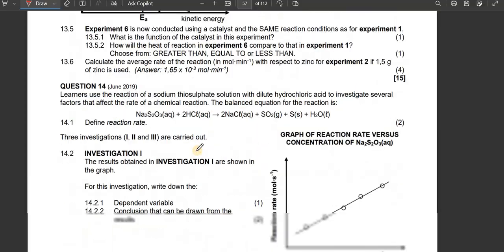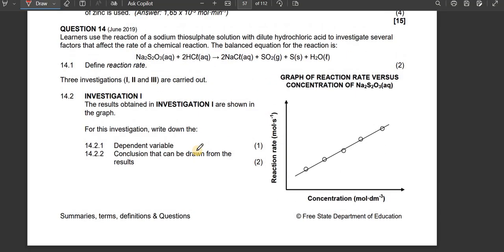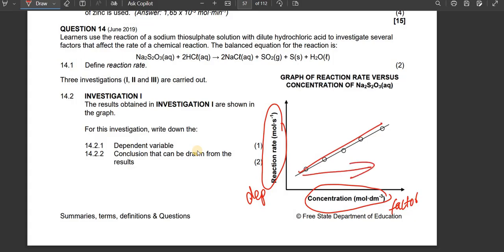Now, you'll also have graphs whereby they take the reaction rate itself, the dependent variable, and then remember, we're saying the factors are the independent, so they actually put the factor itself and compare it with the rate. So if you get a graph like this, you know that means the higher the concentration, the higher the rate of the reaction. You see, they're just directly comparing the factor with the reaction rate.